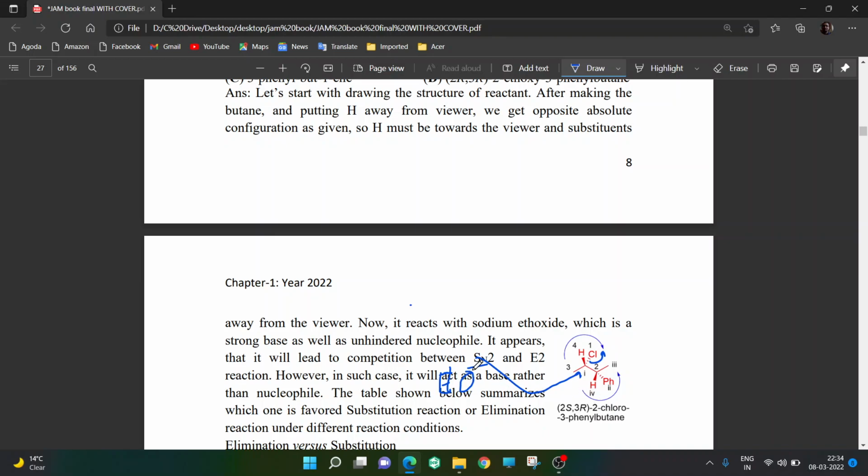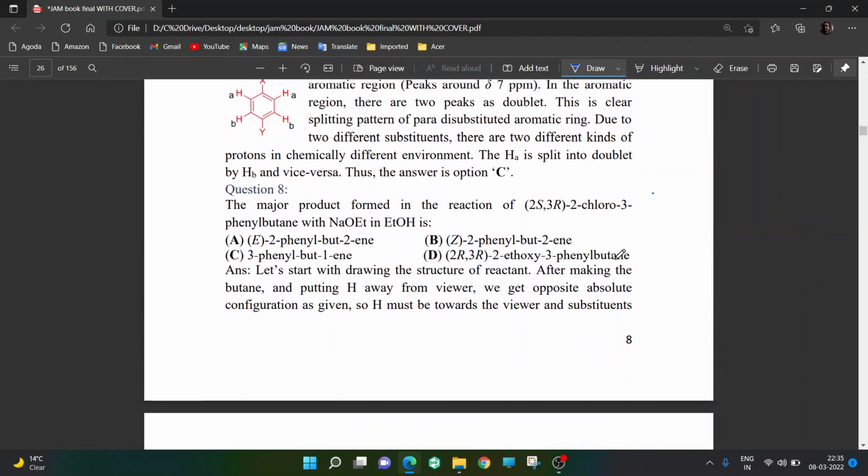Another way to look at it: OEt minus takes away this proton. You can see it is anti to this Cl. Cl is away from the viewer, H is towards the viewer, so the angle is 180 degrees. So elimination is possible. This goes out and this Cl minus leaves, and you get an alkene. Correct? So now the question is, will it act as a base or a nucleophile? And you see the product here, it is acting as a nucleophile. In all other places it is acting as a base.